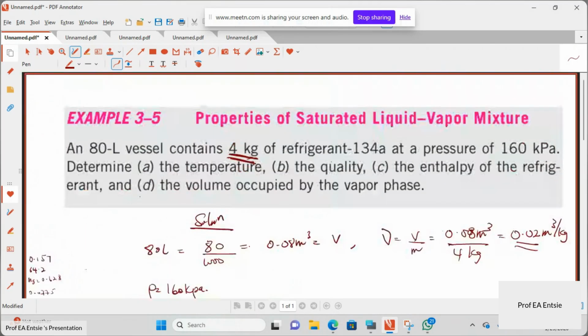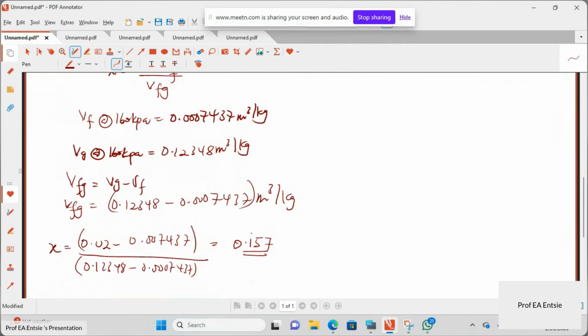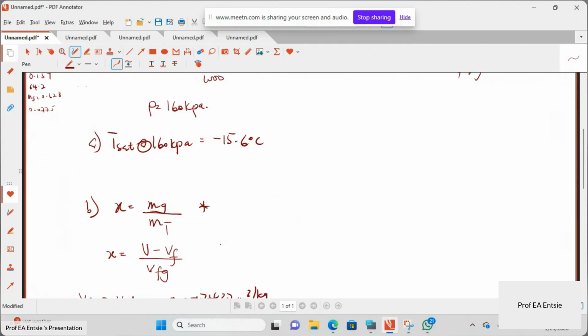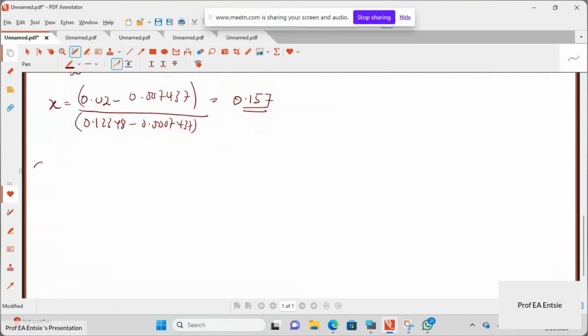Then C, the enthalpy of the refrigerant. So this shows you that only a small fraction of the total water, which is 4 kilograms, was converted to what? Vapor. Alright, so now the enthalpy of the refrigerant, which is H. It means the enthalpy at that instant will be the enthalpy at the liquid phase plus quality times Hfg. Since we had quality, you use it in finding the properties within the mixture phase or at the instant.